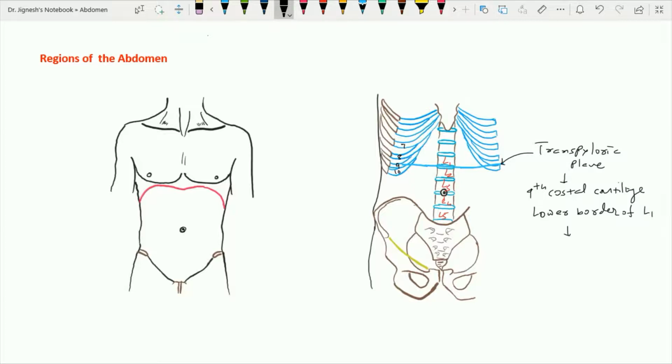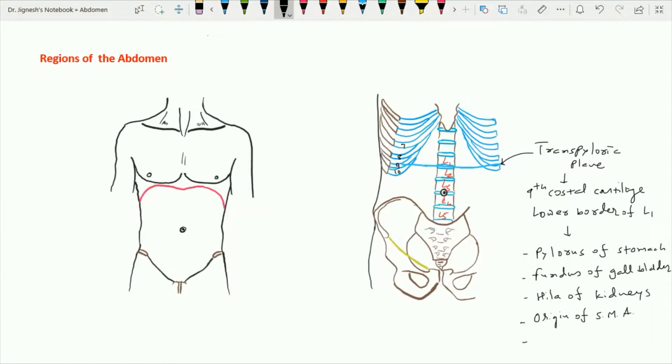there are so many structures, and these are the pylorus of the stomach, and that is why the name is transpyloric. Fundus of the gallbladder, both the hilum of the kidneys, origin of the superior mesenteric artery, and the spinal cord is going to end at this level in adult.